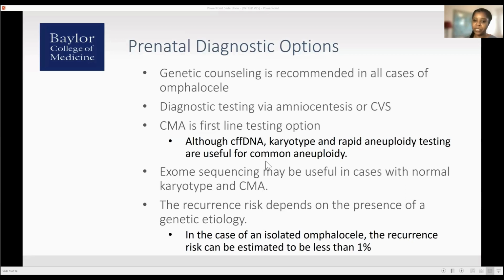As far as the recurrence risk, it really depends on the presence of a genetic etiology. And in cases of an isolated omphalocele, when with otherwise normal testing, the recurrence risk can be estimated to be less than 1%.